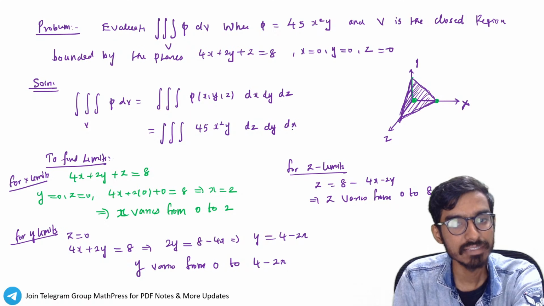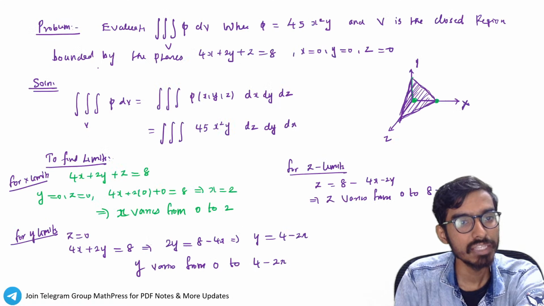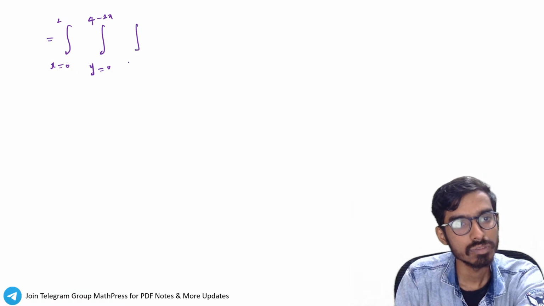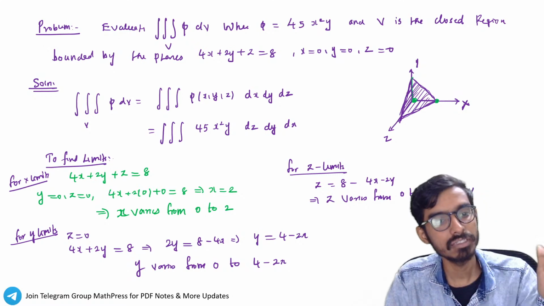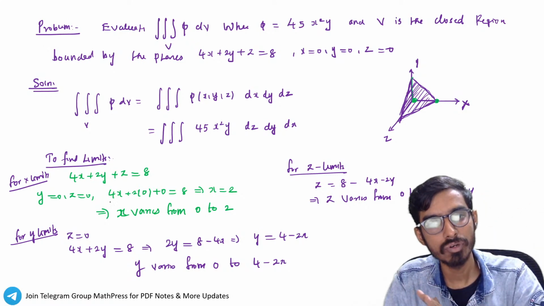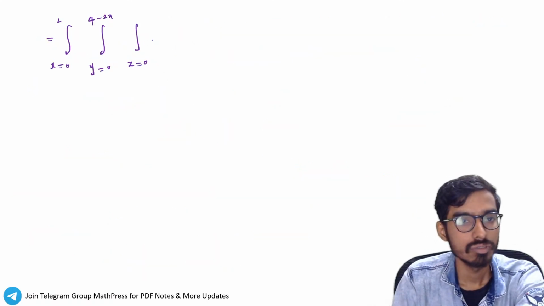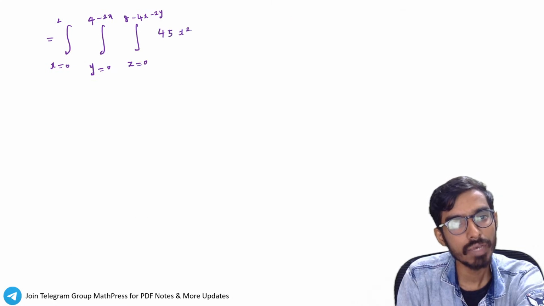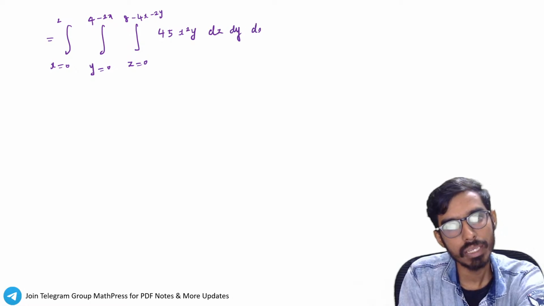So first we need to start with x. X varies from 0 to 2. Y varies from 0 to 4 minus 2x. This is the idea, right? To find x limits, you put y and z 0. To put y limits, you put z 0. Now for z limits, you don't put anything to be 0, right? You just take all of the terms that side. Z varies from 0 to 8 minus 4x minus 2y into 45 x square y dz dy dx. That's it, right?